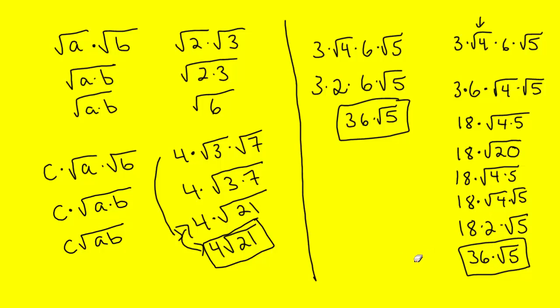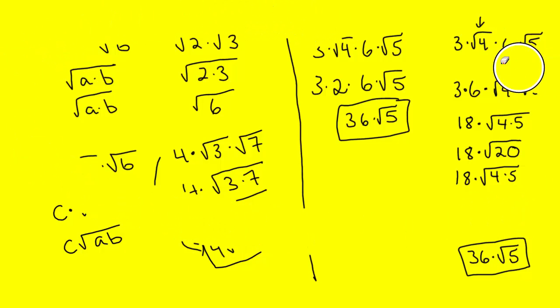So even if you don't catch it, it's okay, as long as you make sure that in the very end you simplify the final answer, make sure there's no perfect squares that go into that radicand, and then you're all set. So let's move on to the next part.